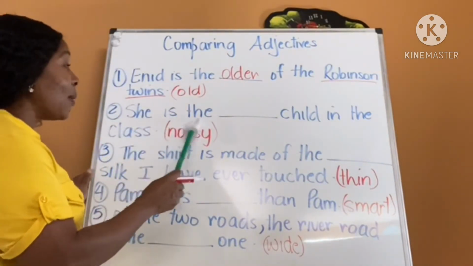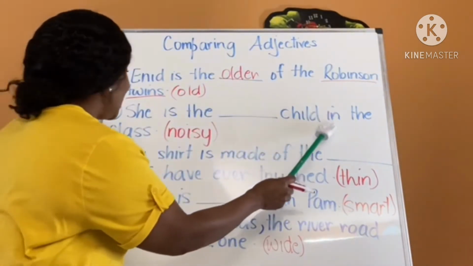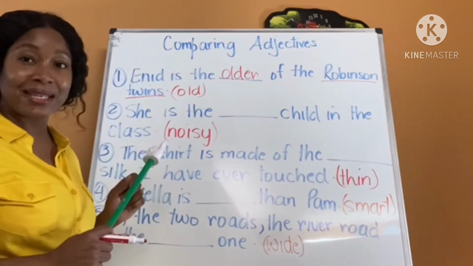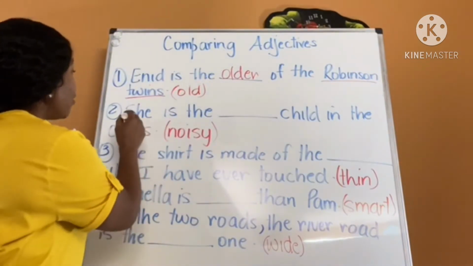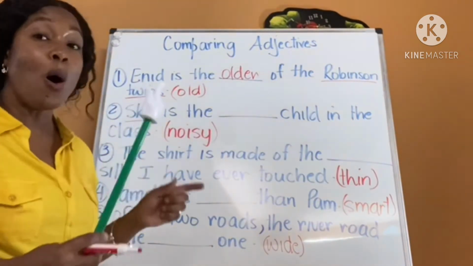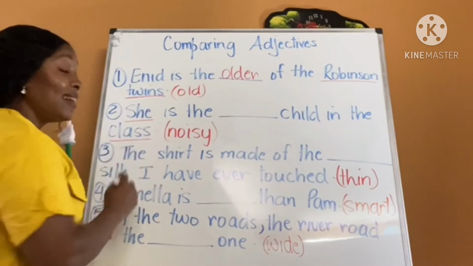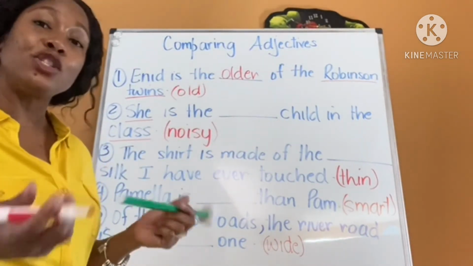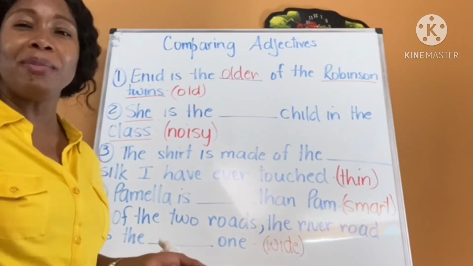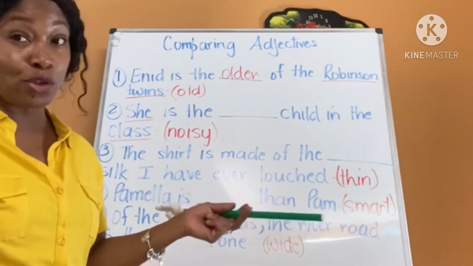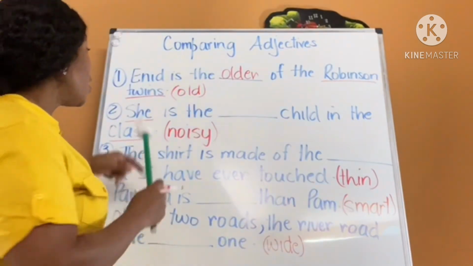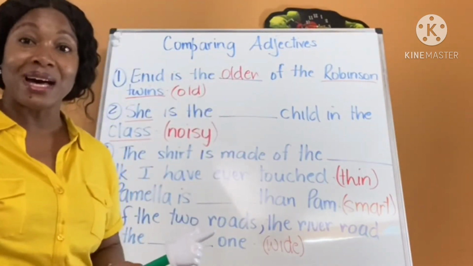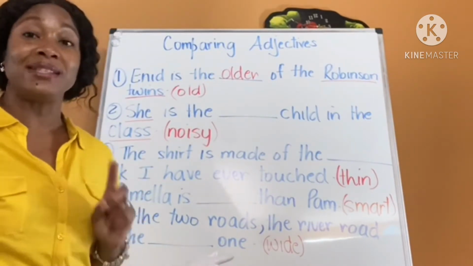She is the blank child in the class. The adjective is noisy. Now we are comparing she to all the other kids in the class. Now, how many kids are in the class? We can assume, because we know that normally a class has more than 2 kids. So we're comparing she to all the other kids in the class. So that is the superlative degree.